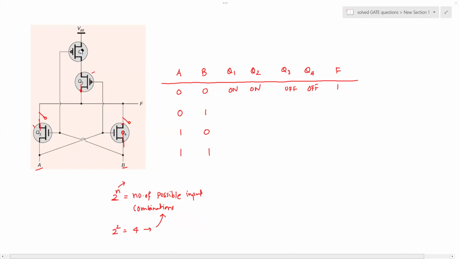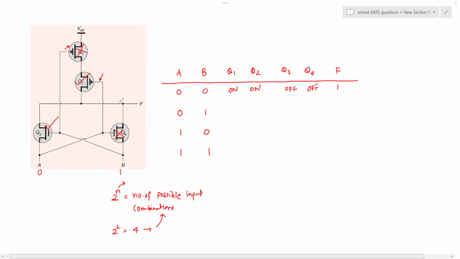Now we have to find the output for the second combination of the inputs, 0 1. So let's say A is 0 here. Let me write it here. A is 0 and B is 1. So A equal to 0 makes this transistor off, B equal to 1 makes this transistor switch on. And 0 going to the gate of the transistor makes this on, and the 1 going to the gate of the transistor makes it off.